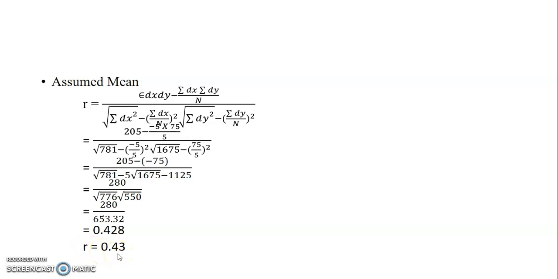So from an examination point of view, in a question paper, in correlation, they never give any restriction. You have to find the correlation by the assumed mean or the actual mean. But we have to use any one of these formulas for calculating the correlation. With both the actual and assumed mean, the result is the same. So r is equal to 0.43 in actual mean, and it comes the same under assumed mean also.